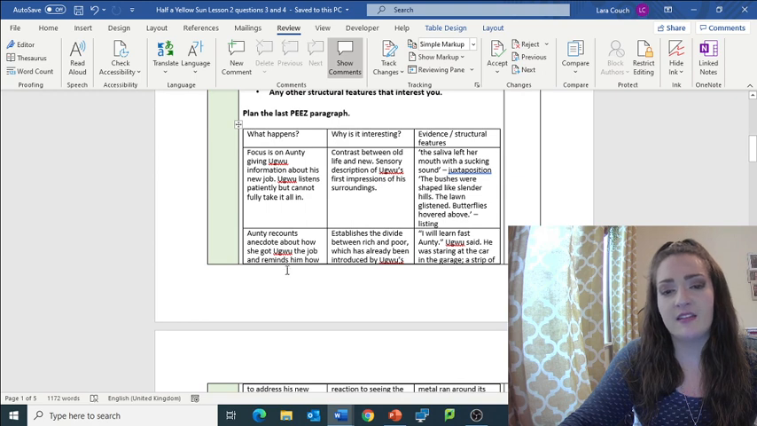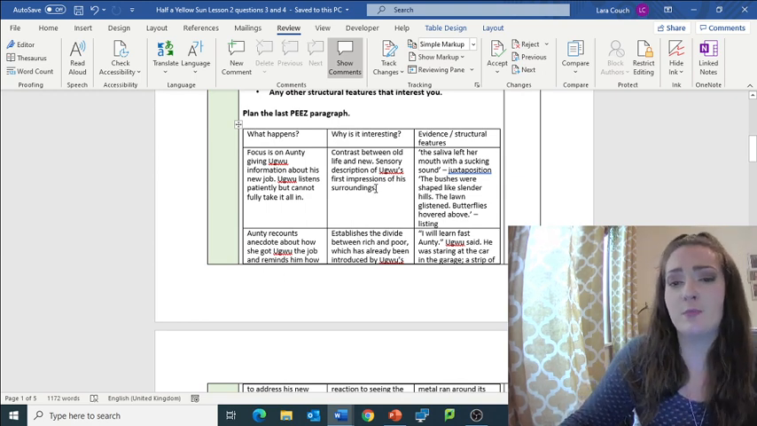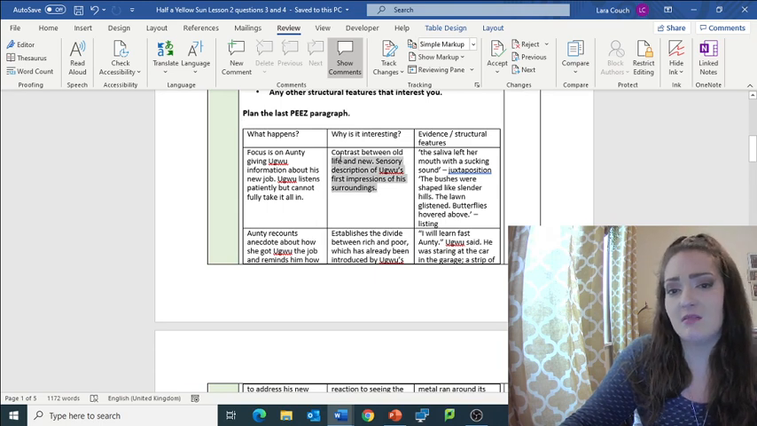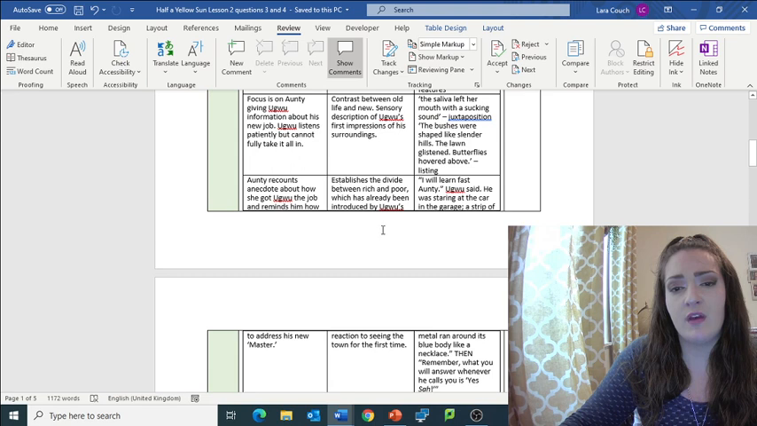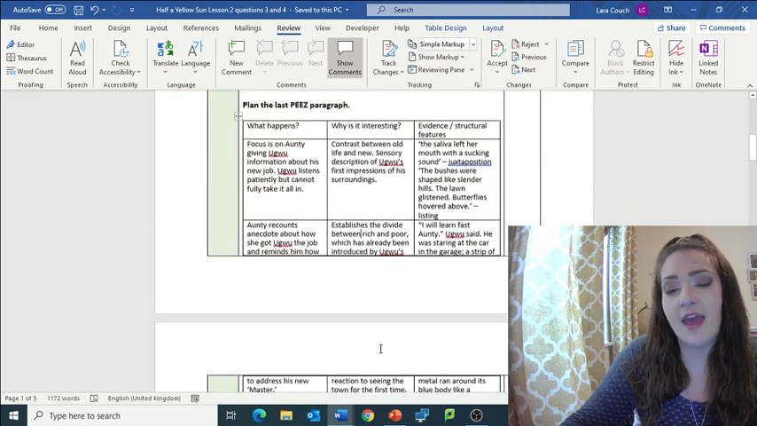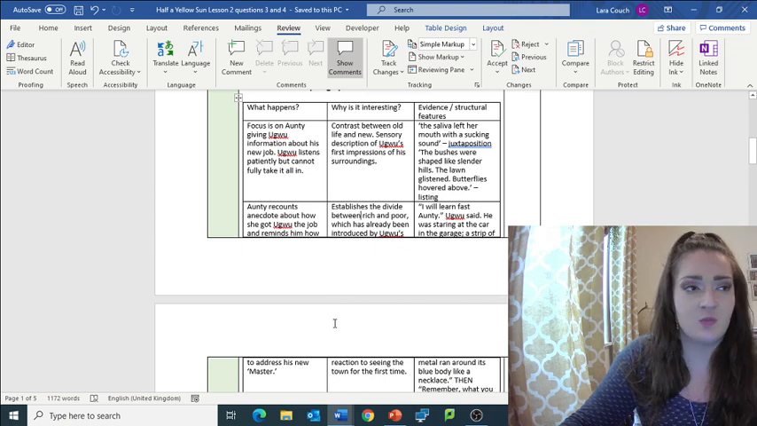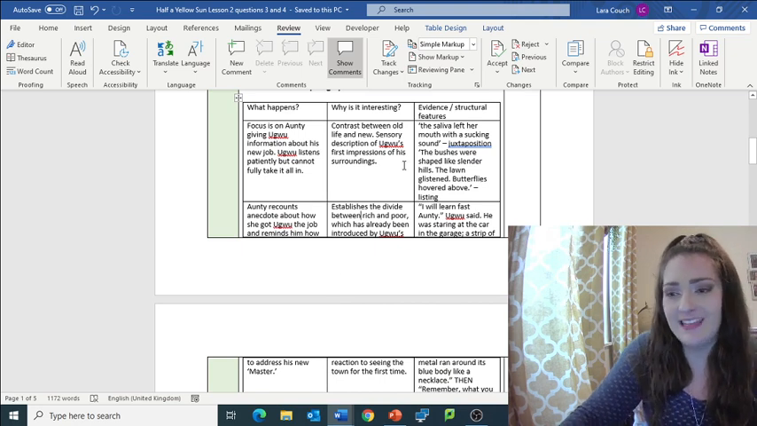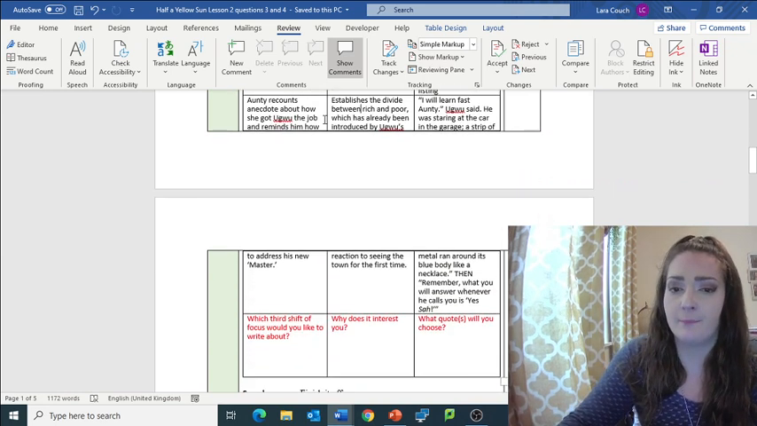And then it progresses to Auntie recounting an anecdote and establishes the divide between rich and poor. So you've got overwhelming sensory detail here, you've got a contrast, and now you're furthering that juxtaposition between rich and poor. So the beginning of the text has started with a bit of a contrast, and the middle of the text is just widening, like a crack becoming deeper and deeper, a crack in the ground and the earth splitting. That's kind of how it's going with that bit.